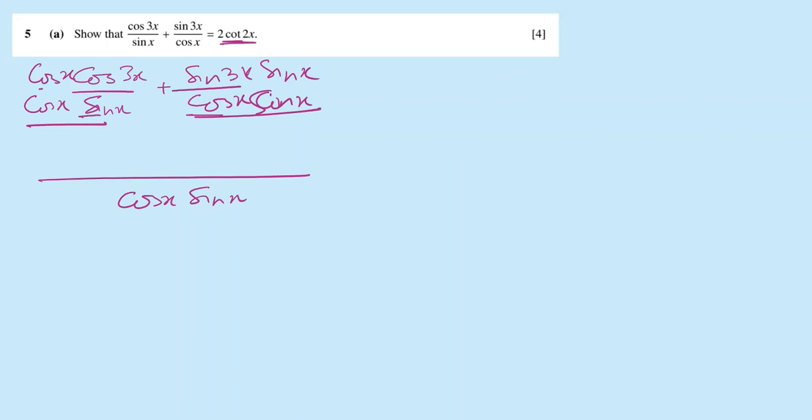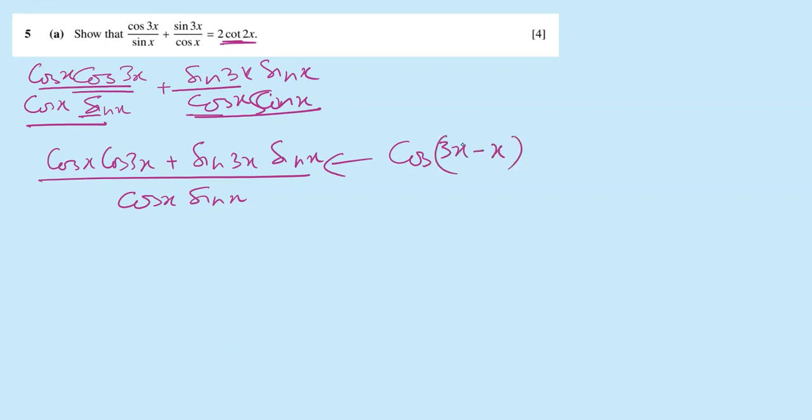Okay, so what does this become numerator? It becomes cos x cos 3x plus sin 3x sin x. Okay, if we look at our identity, this will be cos 3x minus x. Or we can write x minus 3x also, looking at the sequence, but we know that cos minus x is same as cos x, so it doesn't matter.